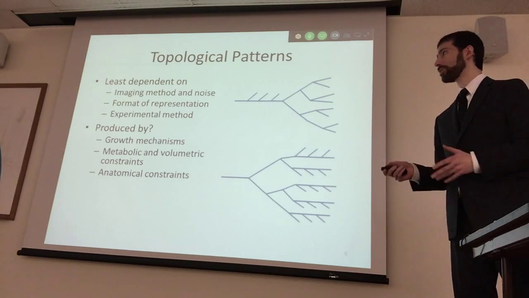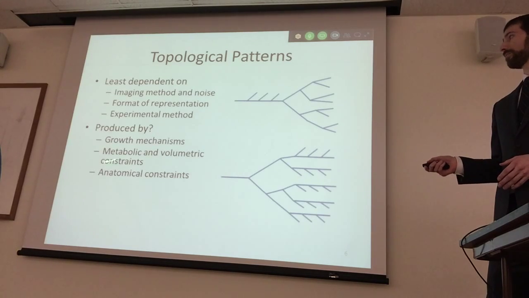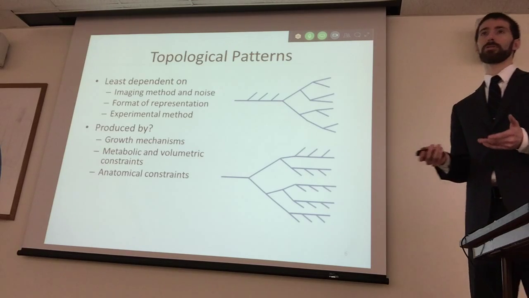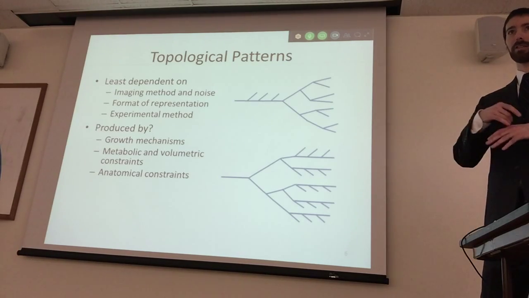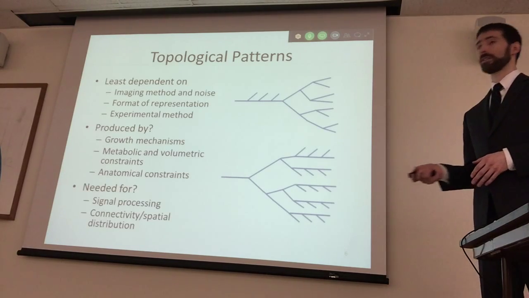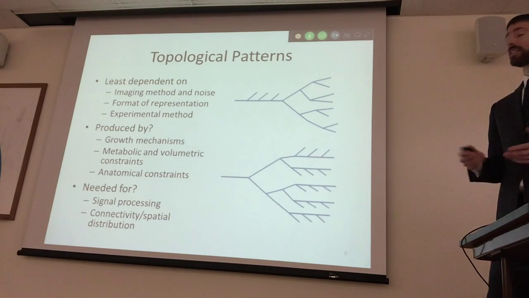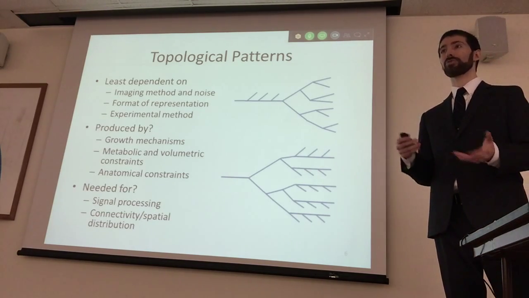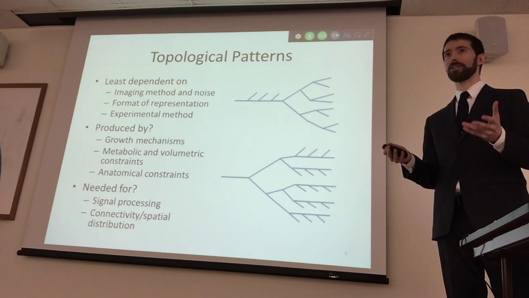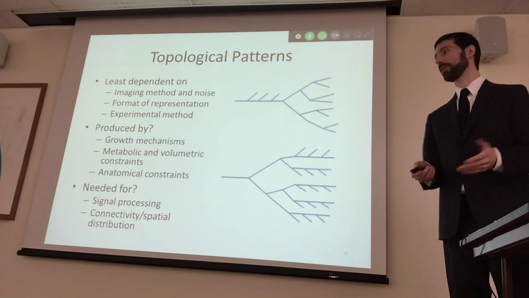We can also look at topology to figure out things like, what are the mechanisms underlying growth? What are the metabolic and volumetric constraints, as I mentioned earlier? And also, there's certainly an anatomical effect in terms of the particular region that any given neuron is a part of. And we can look to these patterns perhaps to tell us something about signal processing, as well as the connectivity and spatial distribution, right? And that's really a requisite part of how we get the connectivity in the brain, which allows us to think the particular thoughts or sense the particular senses that we have in the way that we do.